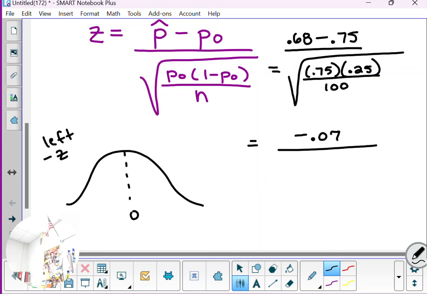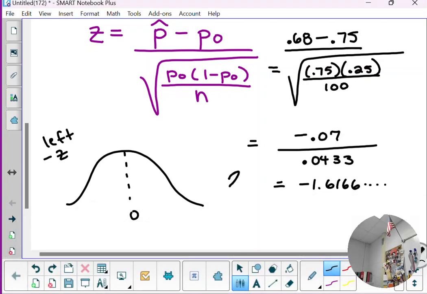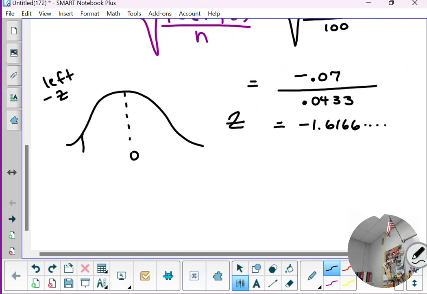Big square root. Fraction under the square root makes it easy. 0.75, 0.25. Oops, what am I doing wrong? Oh, because I didn't fill in the 100 yet. Over 100, that's 0.0433. Negative 0.07 divided by 0.0433 is about negative 1.6166, and so on. That's our z. That's over here to the left of 0.